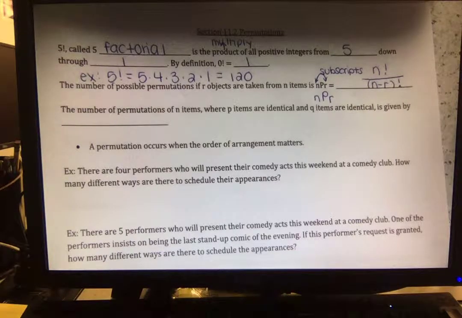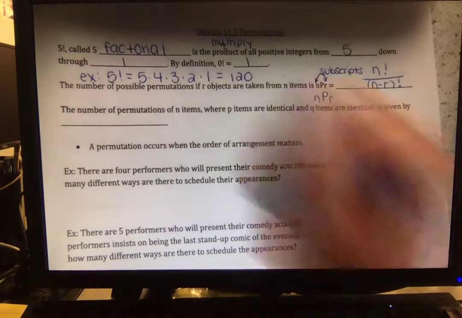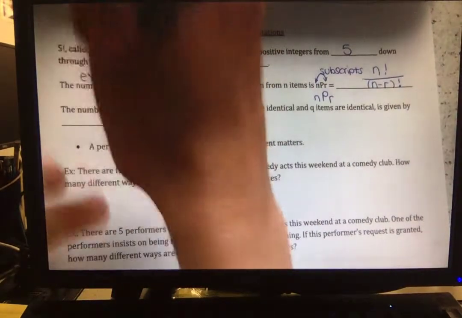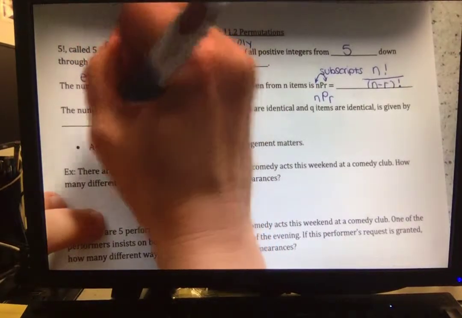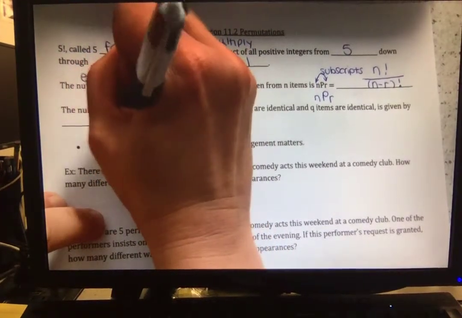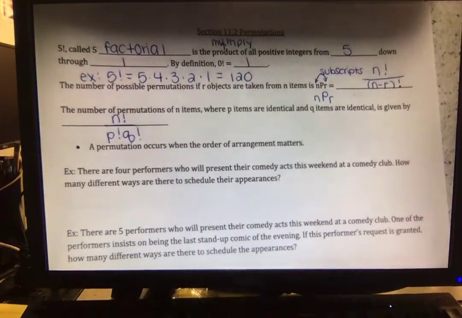So the number of permutations of n items where p items are identical to q items. What the heck's going on here? Let's talk about it. Let's write down the formula first, and then we'll talk about it. So it's given by n factorial over p factorial times q factorial. N factorial divided by p factorial times q factorial.